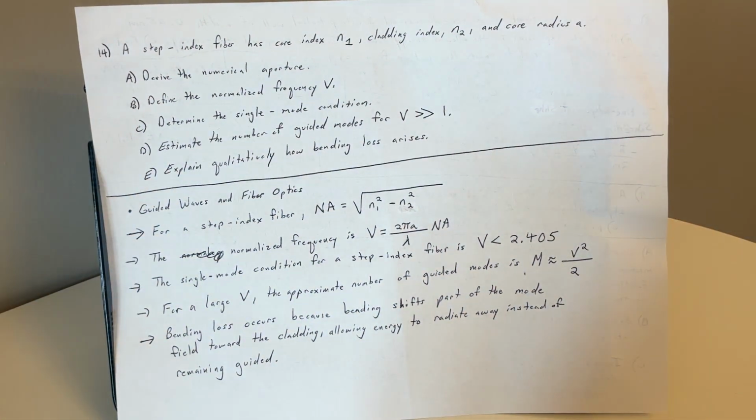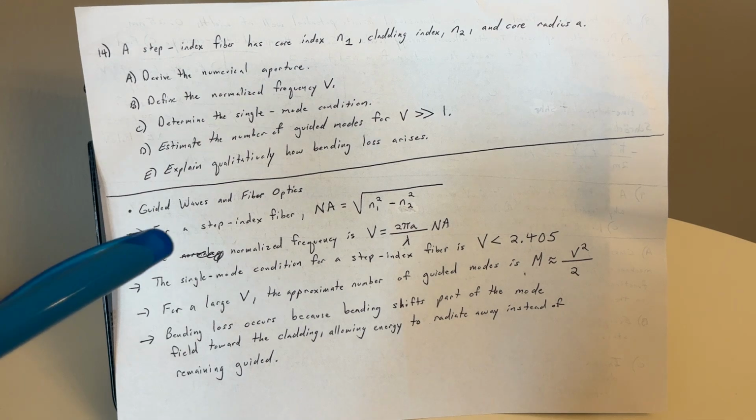Okay, 14, a step index fiber has core index n sub 1, cladding index n sub 2, and core radius a. Parts A through E: derive the numerical aperture, define the normalized frequency, determine the single mode condition, estimate the number of guided modes for V much larger than 1, explain qualitatively how bending loss arises. So guided waves in fiber optics.